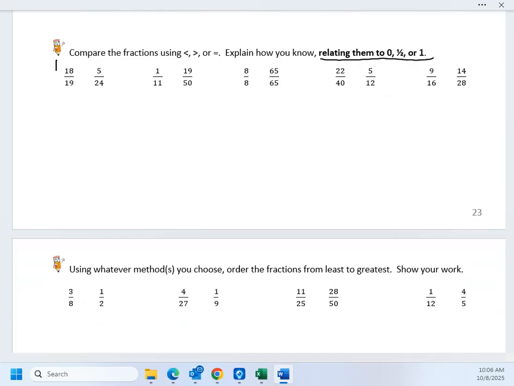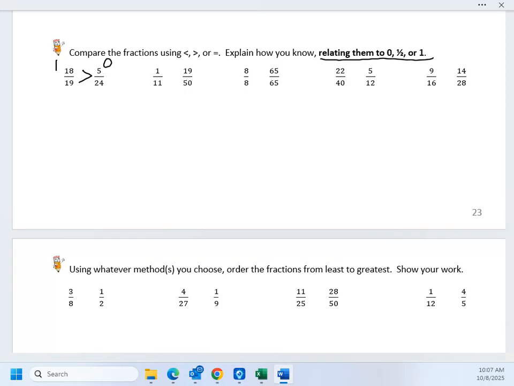How about 5/24ths? 0, half, or 1? Birthday boy? 0. Can I figure out which one's less than, greater than, or equal to? Yes. Yeah, what would it be? Rhoda? 18/19. 18/19ths is greater than 5/24ths. Just by comparing that 0, half, or 1.